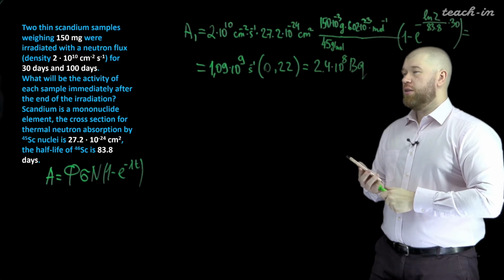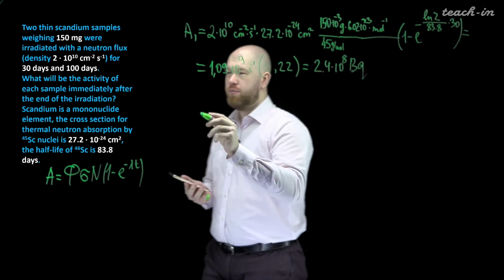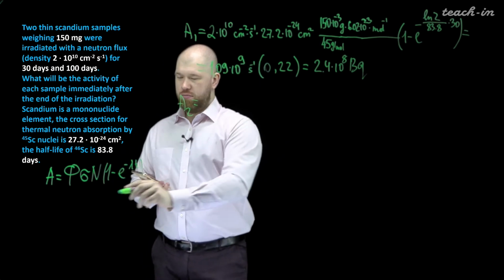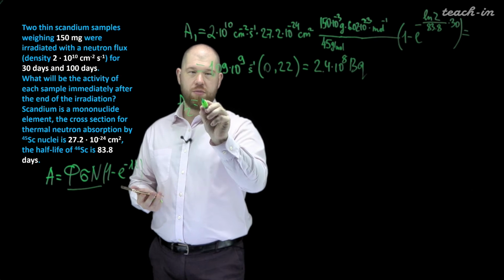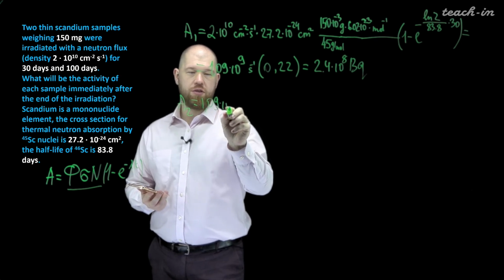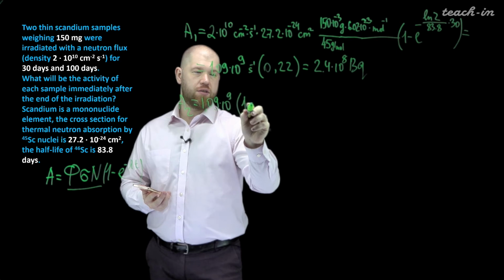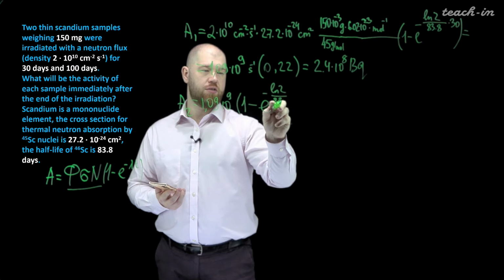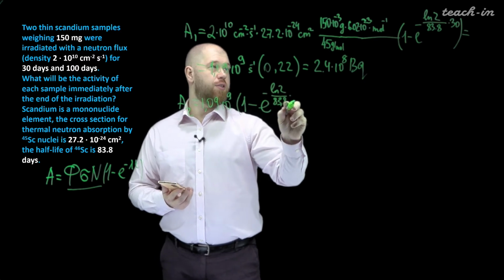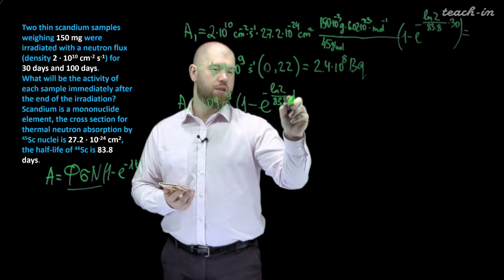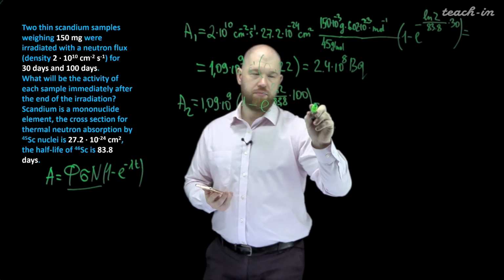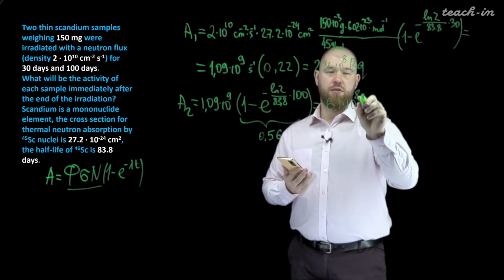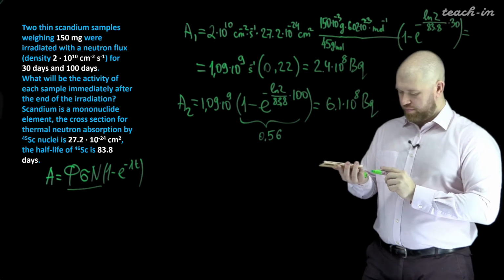Okay. So now the second target, A2. This part is the same, we will take it without any changes. But here in brackets, the only difference will be in the time of irradiation. Instead of 30 days, we will take 100 days. So it is 6.1 times 10 to 8 becquerels.